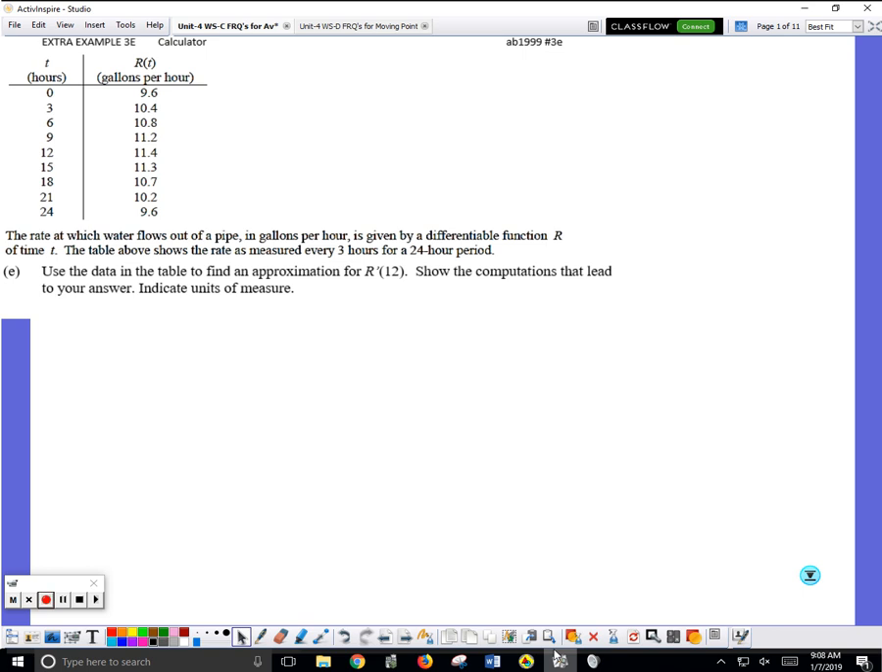Okay? So starting at the very beginning, it says extra examples. These are a few problems I put into the packet. There are no answers for the ones that are labeled extra example. So we do those together in class first. Okay? This has the standard FRQ format. There's a table. They give a description. It says the rate at which water flows out of a pipe in gallons per hour.